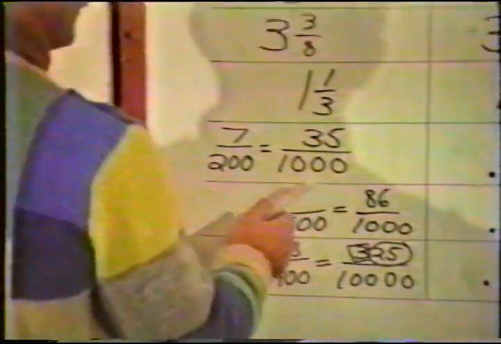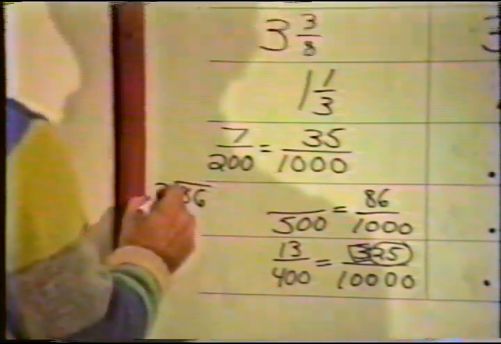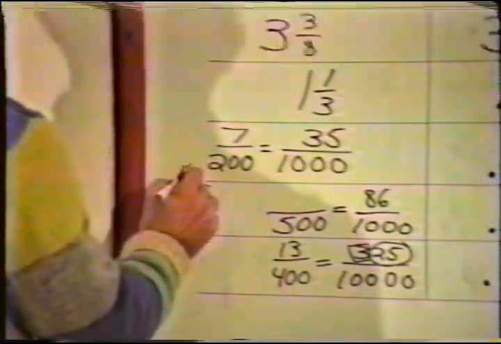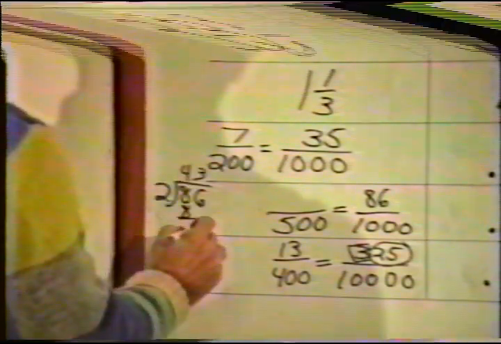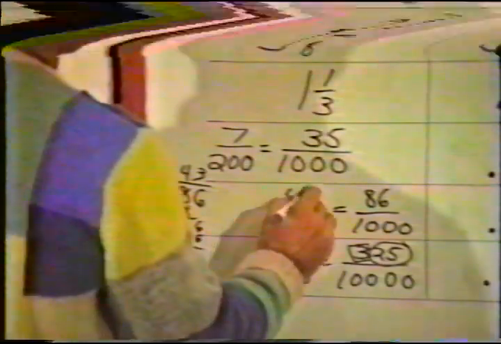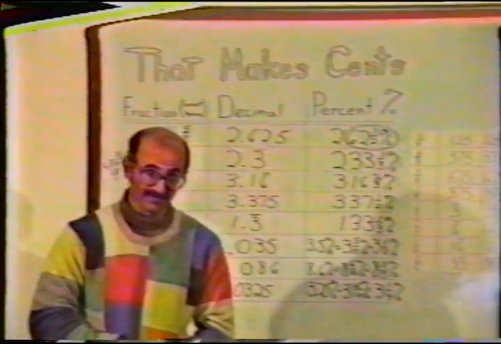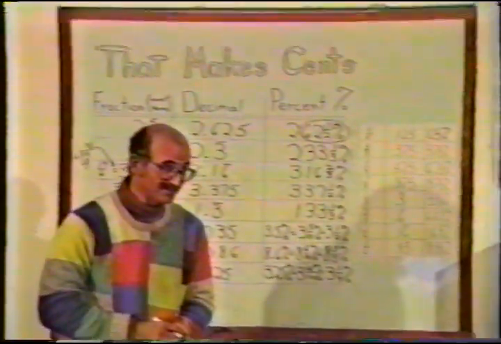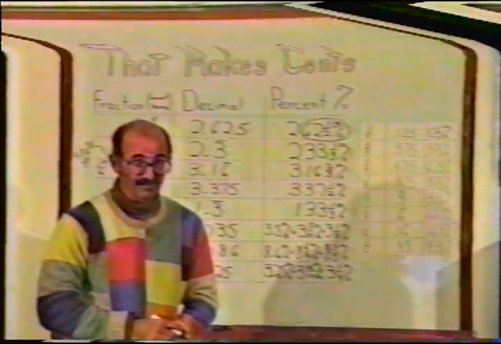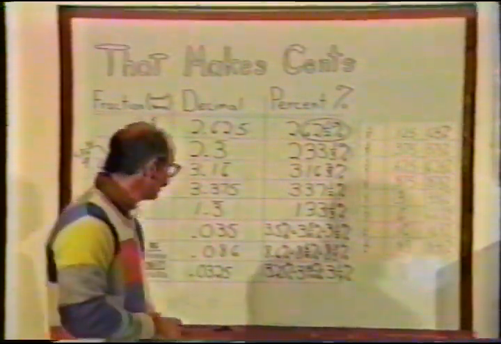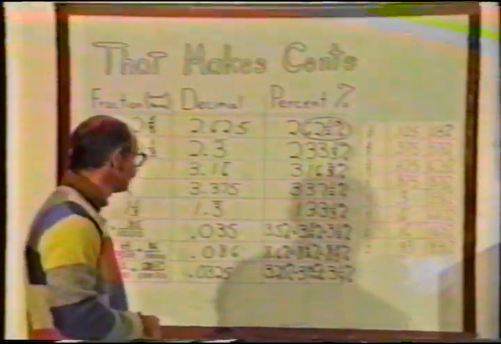How many 2's are there in 86? Well, we'll do that on the side. 2 into 8 is 4 times 2 is 8, and 2 into 6 is 3. 43 over 500. Did I forget anything else? No. Did I make any mistakes? No. I hope not. Let's take a look. I guess it's all right.